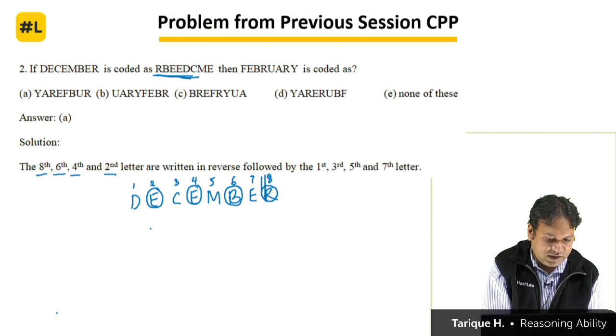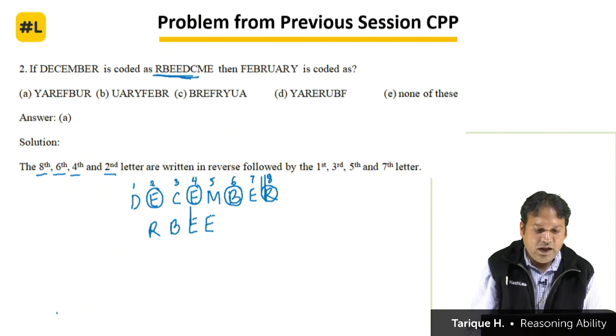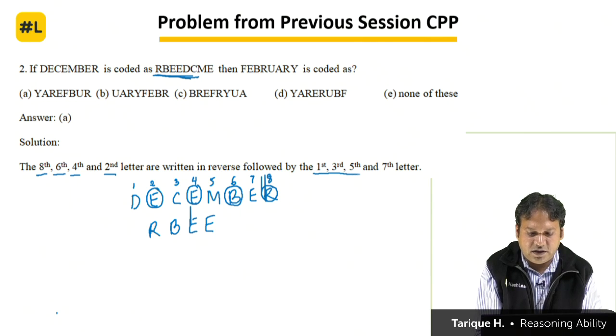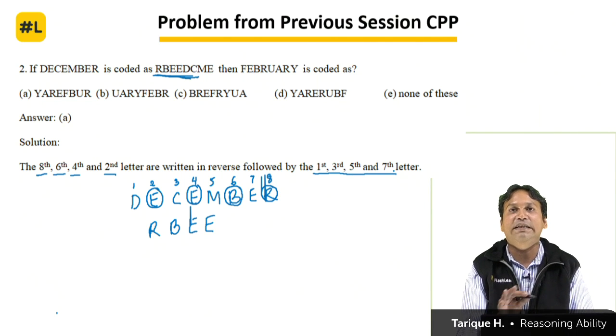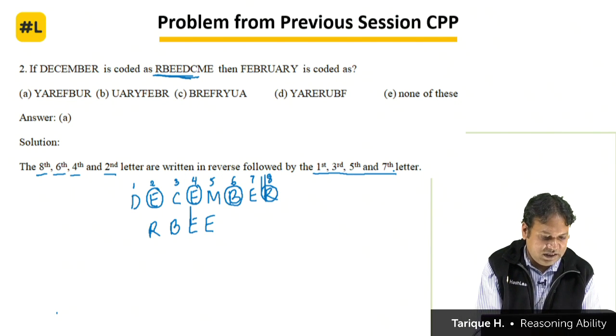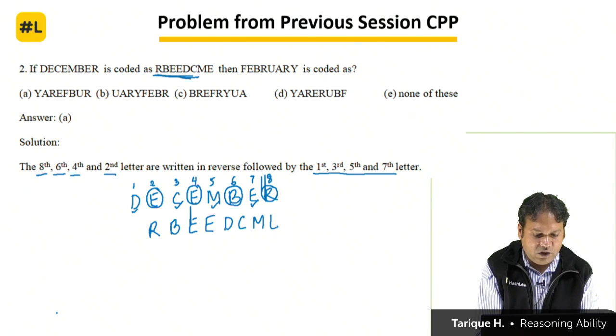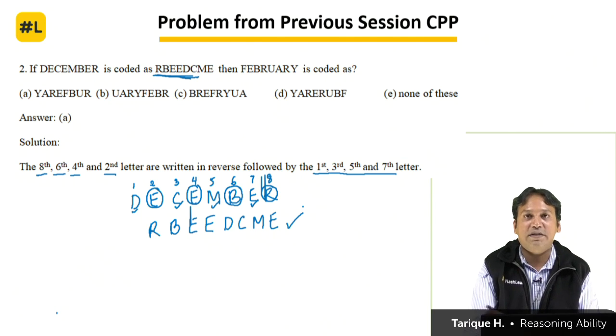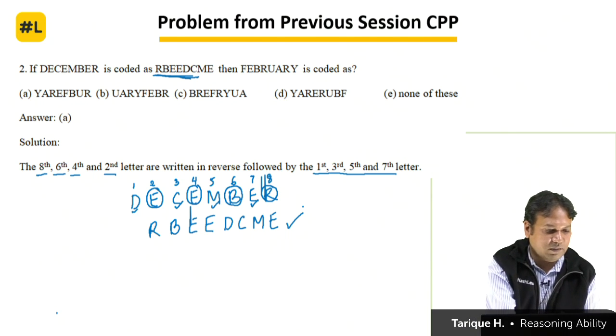We will write them first, R, B, E, E, now followed by the 1st, 3rd, 5th and 7th letter in the same order. So the first letter D, 3rd C, 5th letter M and then 7th letter E. So we will just write them D, C, M, E. That is how we get the answer for what is the code for December. That is the logic behind this question.